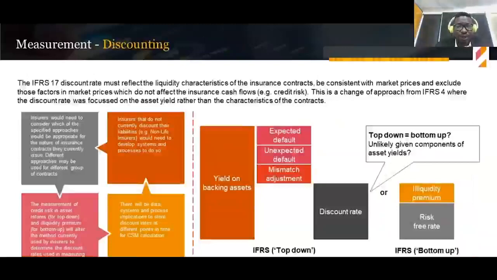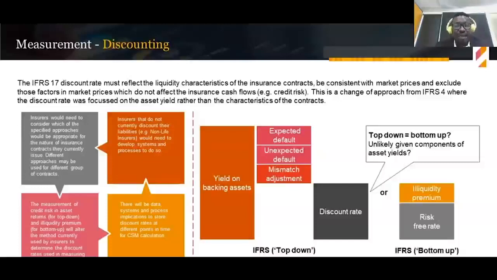Now, going straight to discounting. What do we see? So with discounting, under IFRS 4, when we determine our discount rate, and I mean for the actuarial guys on the call, we realize that what we basically do is to consider the asset yields on the asset backing the cash flows of the insurance contract that we are looking at.